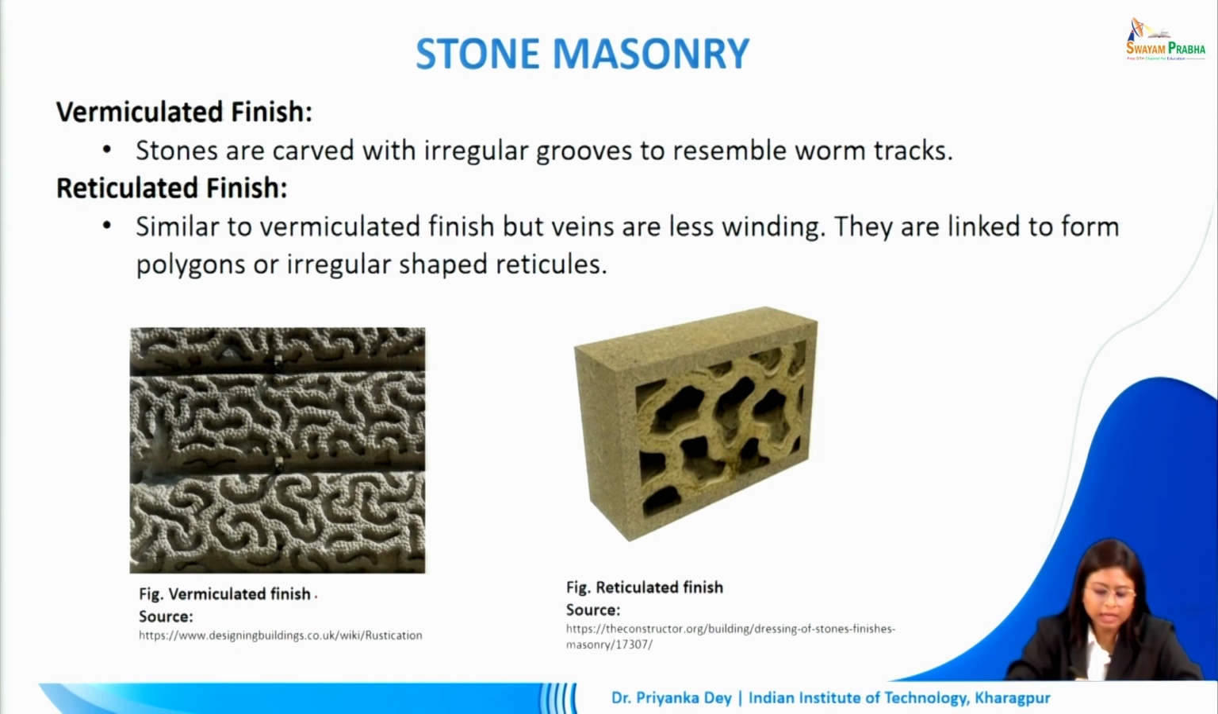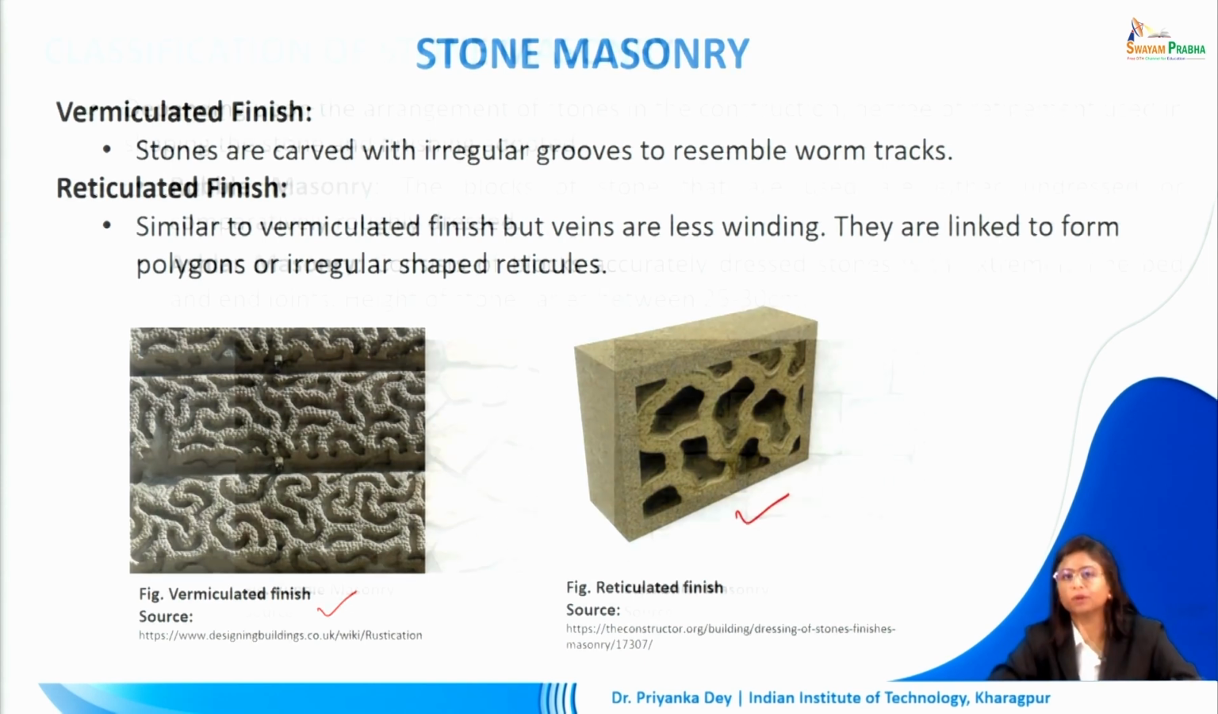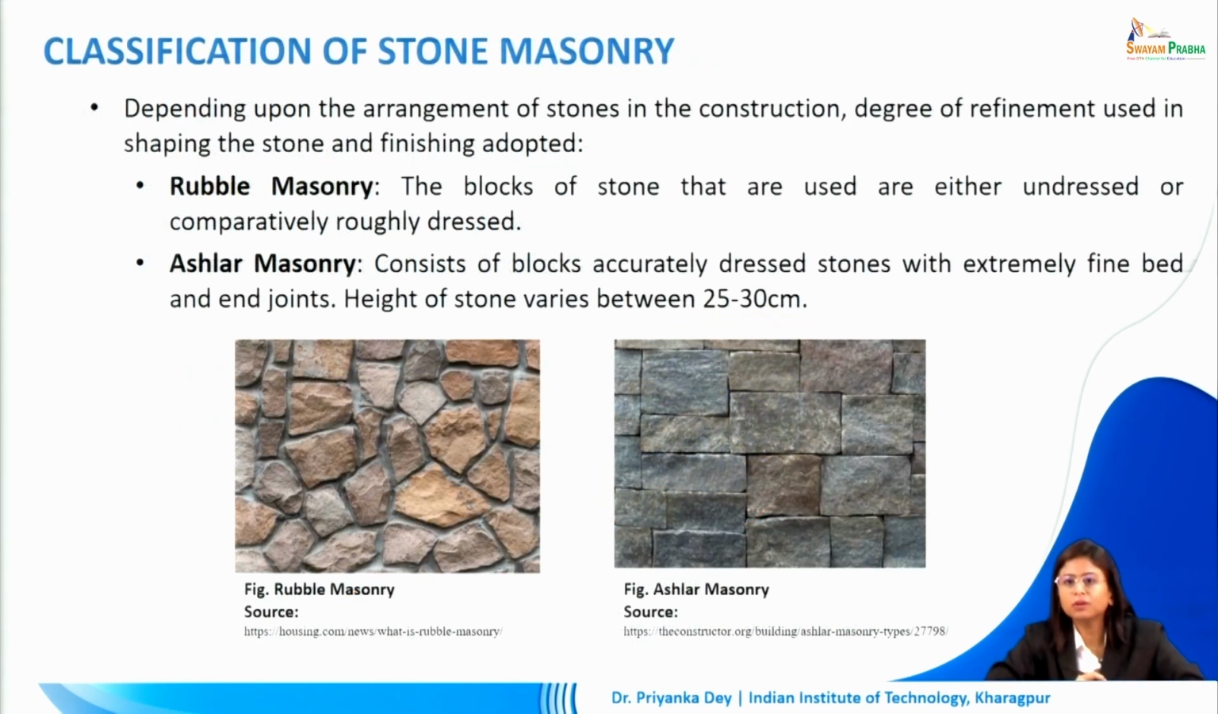So one can see how the vermiculated finish and the reticulated finish look like. So that was the classification of stone masonry depending upon the finish of the external face of the wall. We can further classify stone masonry depending on the arrangement, depending on the way we arrange the stones in the construction, and of course the overall look that is achieved through that arrangement.